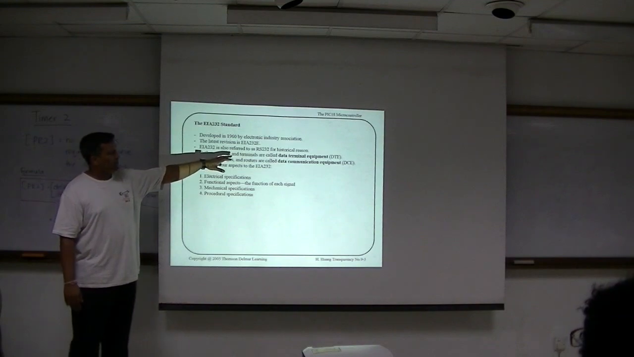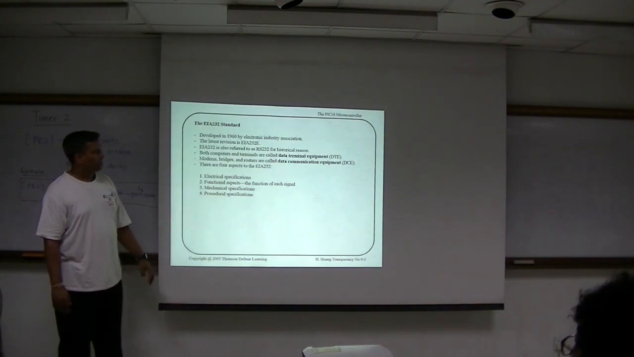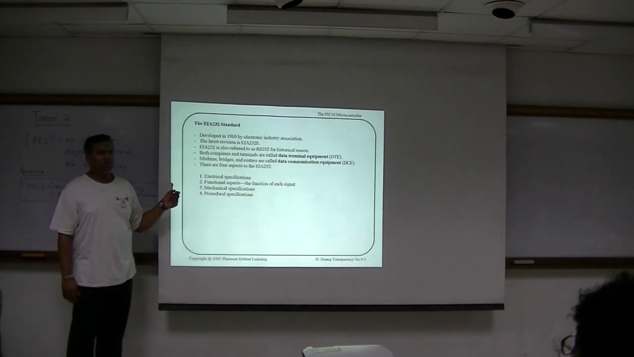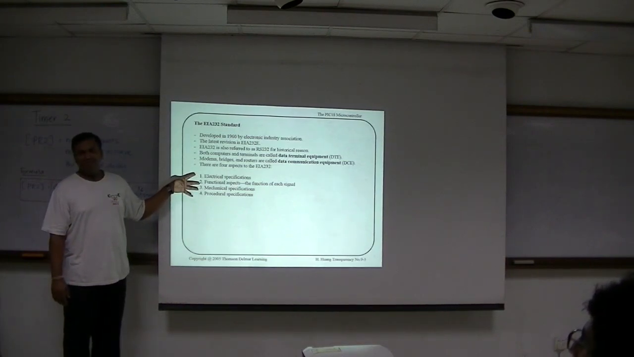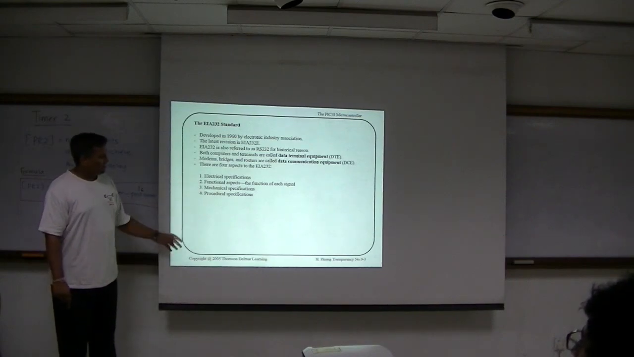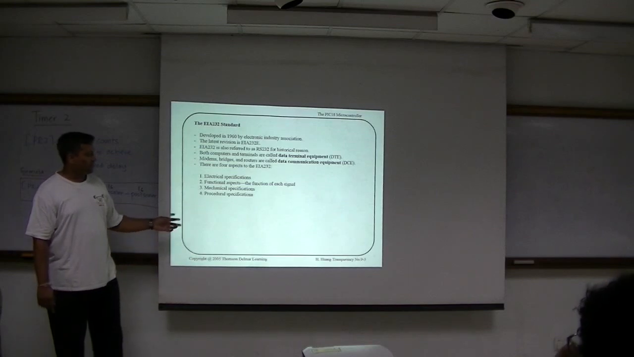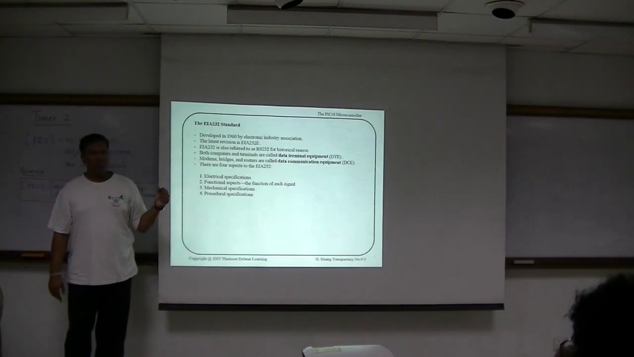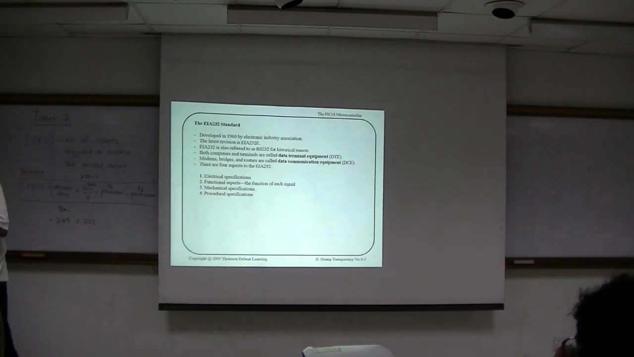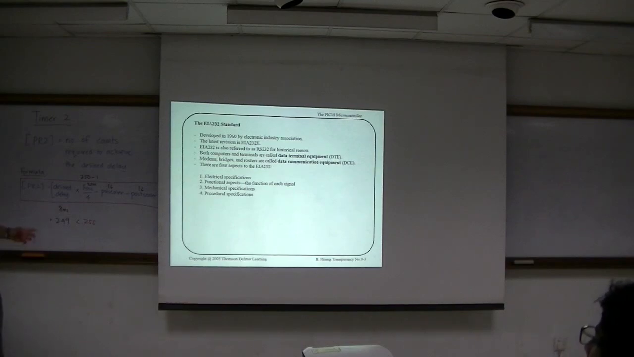So this one, as I mentioned, is known as RS232. There are 4 aspects to the EIA standard 232, which is very important. It has electrical specification, functional aspects, mechanical specification, and procedural specification. Let me just explain the electrical specifications and then I'll focus on the mechanical so that you know how it looks. The rest you won't even be bothered to know.